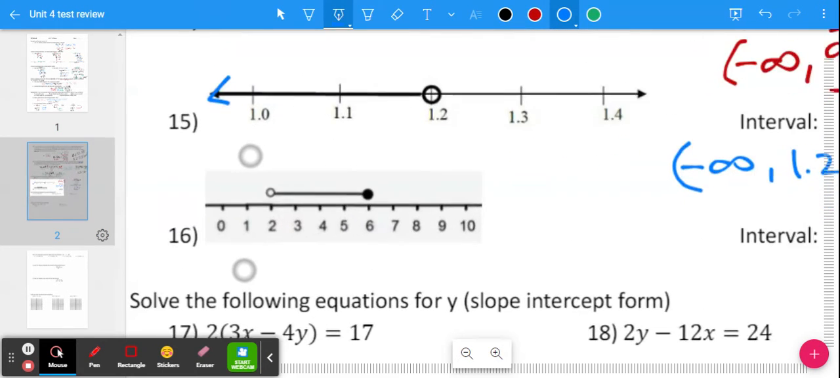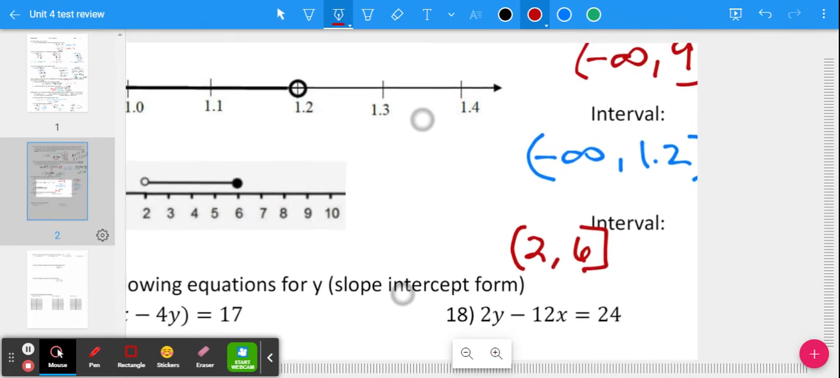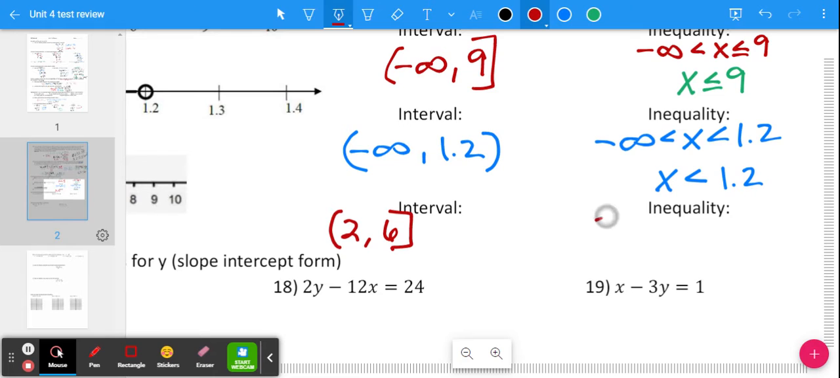And the last one, we have an open dot and a closed dot. So our open dot is at 2, our closed dot is at 6. So open dot is parentheses, closed dot is hard bracket. So when we write it as an inequality, 2 is less than x, open dot, so we just want less than. And then we have a closed dot at 6, so we want to put x is less than or equal to 6.